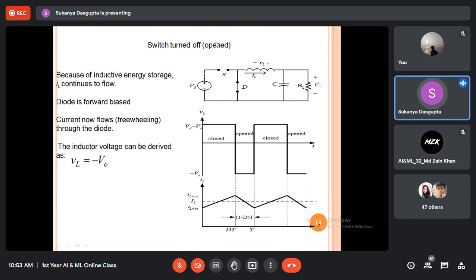And when the switch is turned off, that means when the switch is opened, what will happen? The voltage drop across the inductor is just equal to minus V0, because the polarity of the voltage across the inductor is reversed. You can obtain this equation from the KVL equation of this bigger loop, because now the switch is open, so the input source is disconnected and this is the only loop you have. So you will get V0 equals minus VL, or VL equals minus V0.